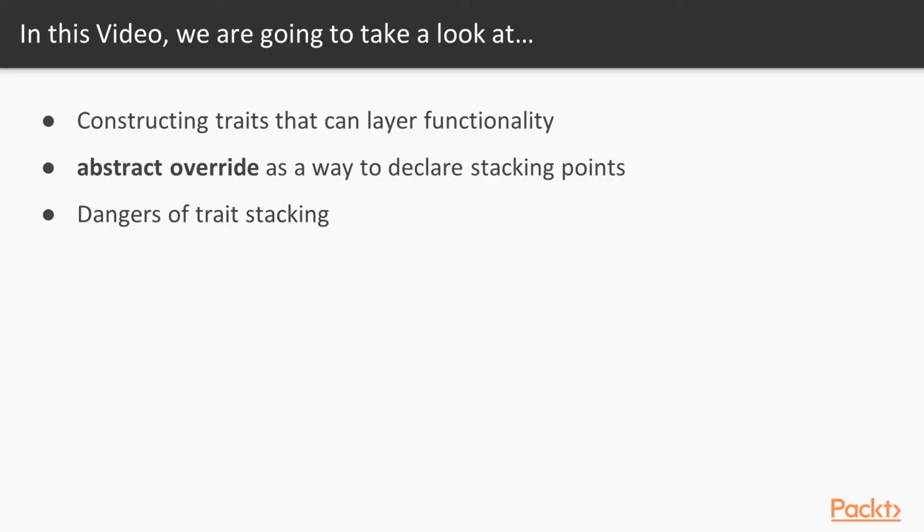We'll talk about constructing traits that can layer functionality, using abstract override as a way to declare stacking points, and finally we'll talk about some of the dangers of trait stacking briefly. Let's get started. Let's say that I'm trying to build animals a little differently than we had in previous sections.